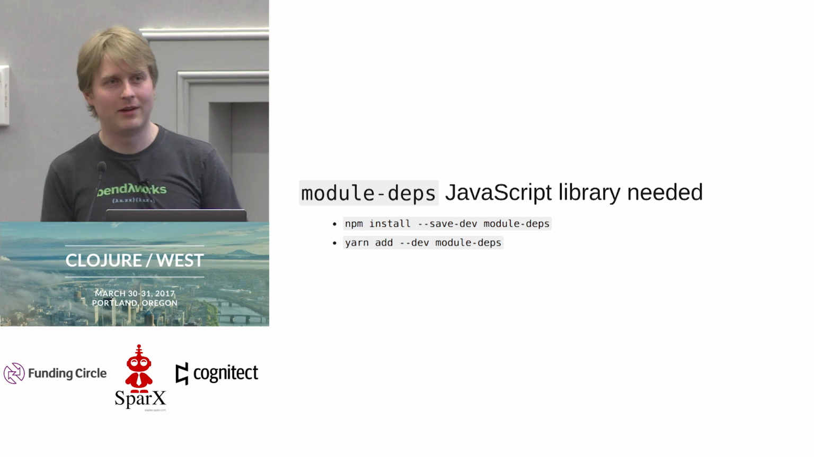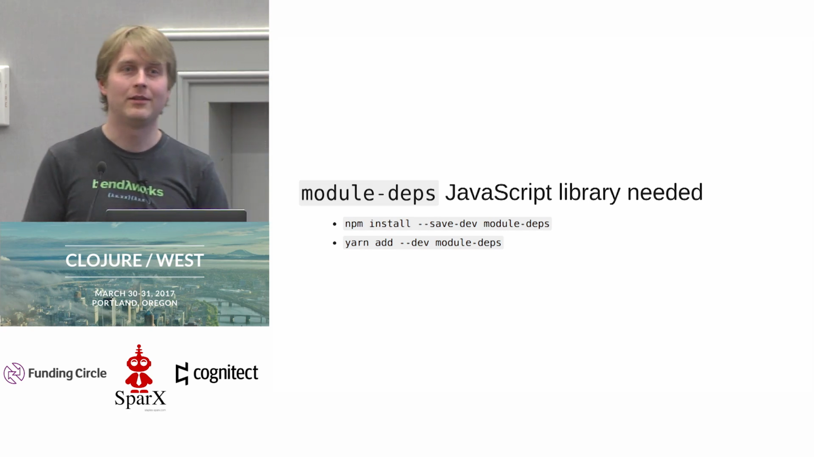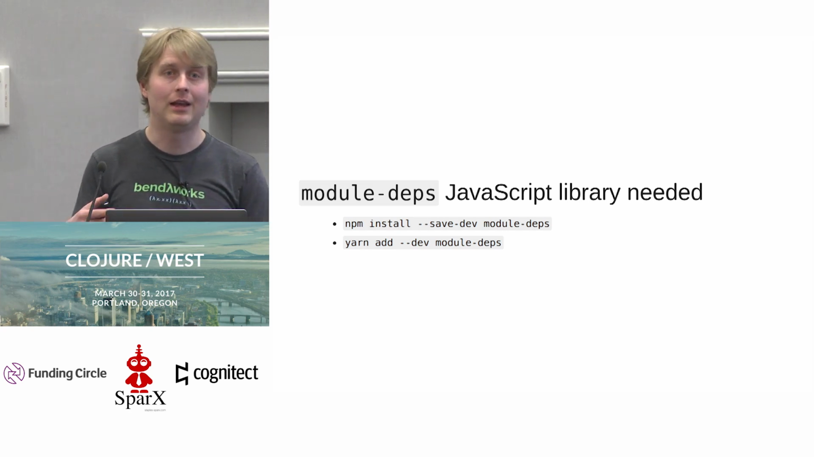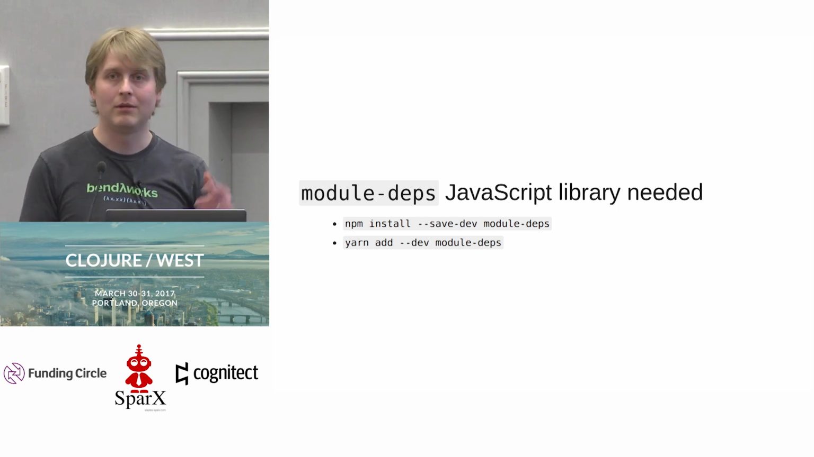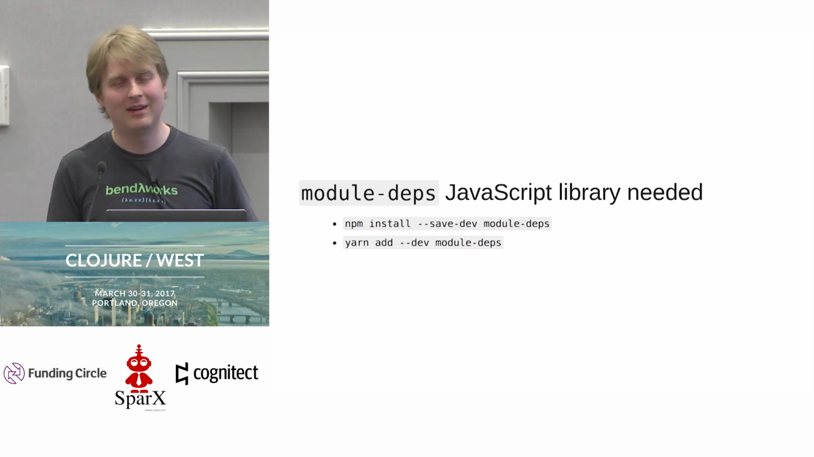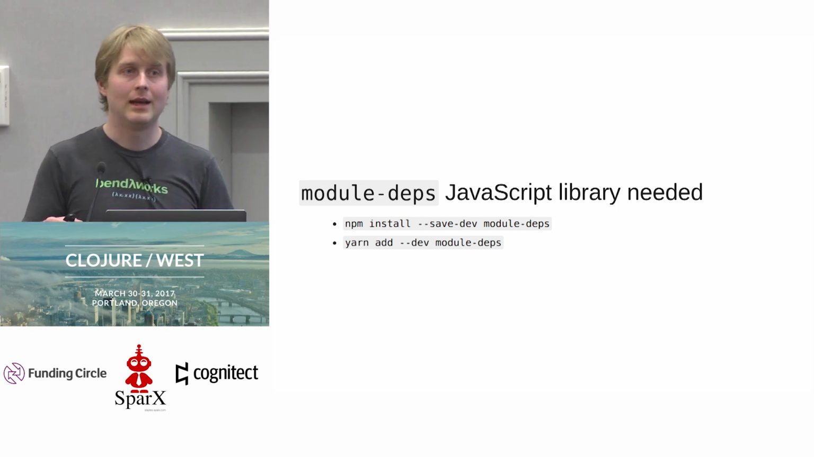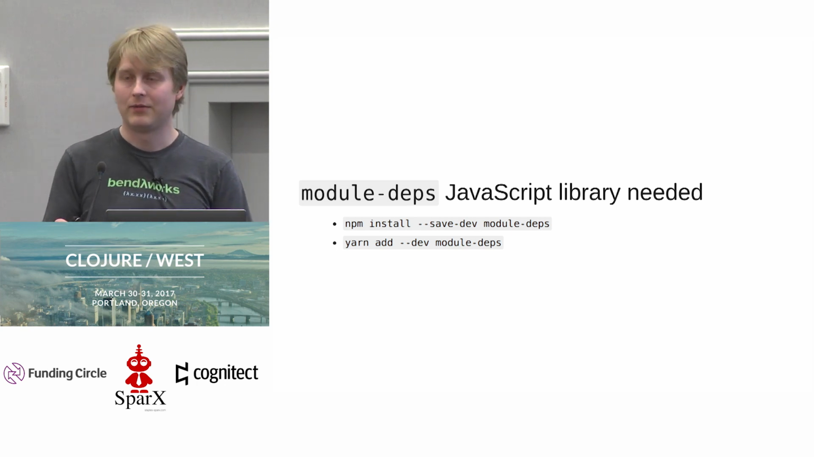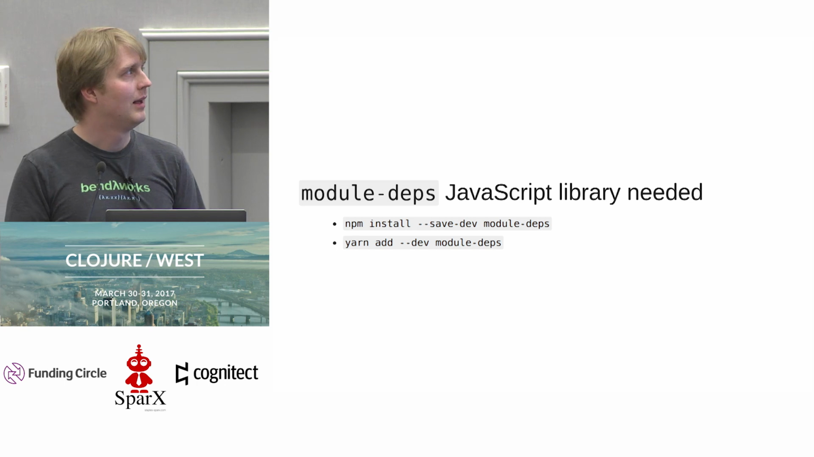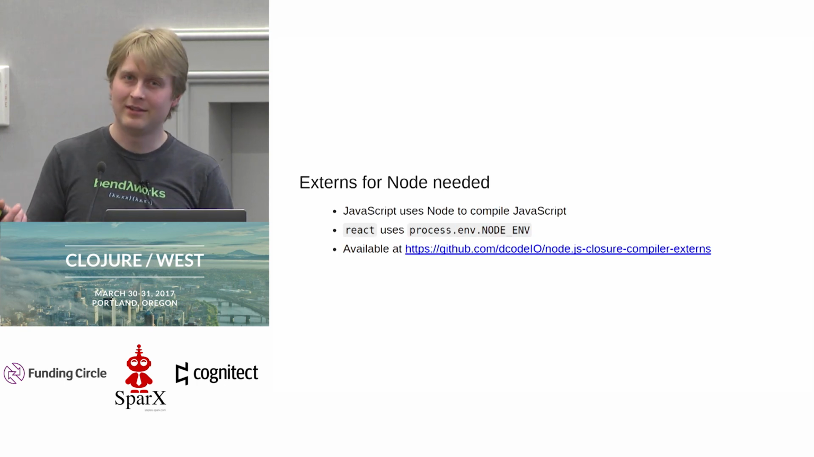And now for all those fun hoops that we get to jump through. First, we need to have a node module called module-deps loaded. We can install it through either of these commands, through either npm or yarn. This is needed so that we can get all the files inside of node_modules that our JavaScript dependencies need. And also that externs for node may be needed.